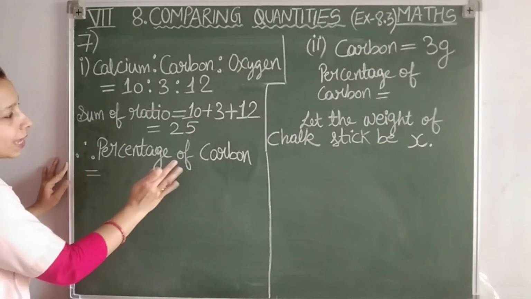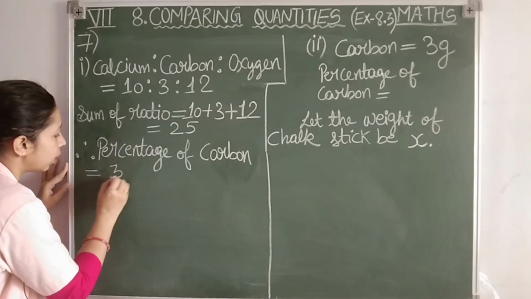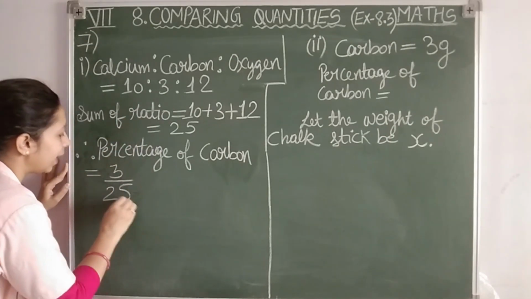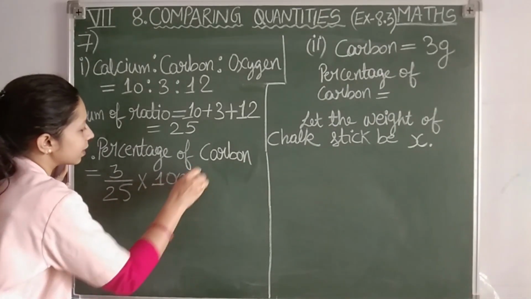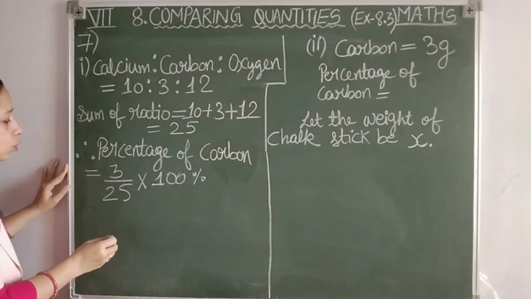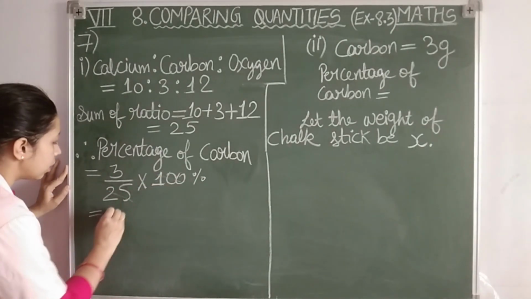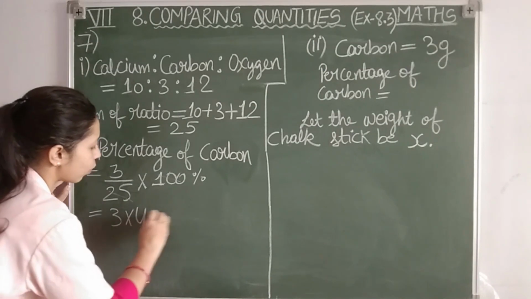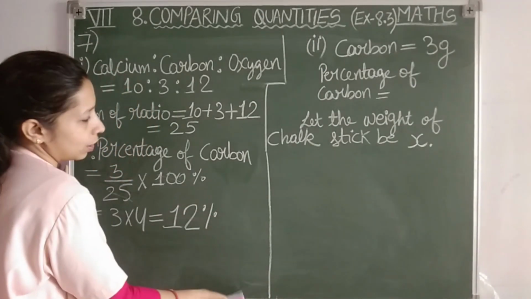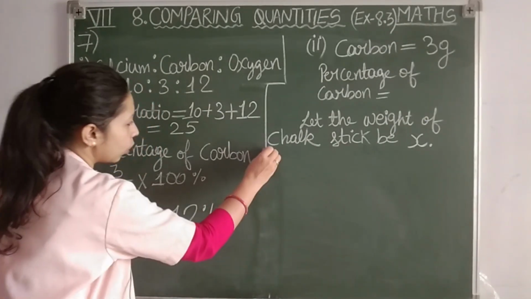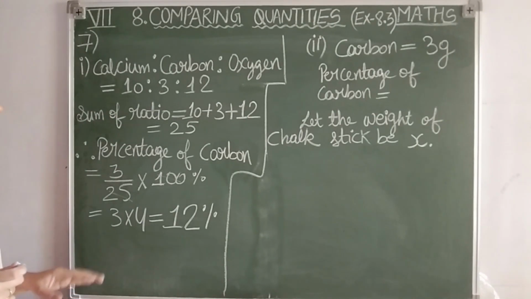Now, therefore, the percentage of carbon, how much is the part of carbon, students? 3 upon 25 into 100%. We have already discussed how to convert a ratio to percent, that only we have done here. So students, 25 ones are 25, then 25 fours are 100, 3 fours are 12. So I got 12% of carbon in this chalk. Clear, students? So your final answer will be 12%. There is 12% carbon in the chalk.